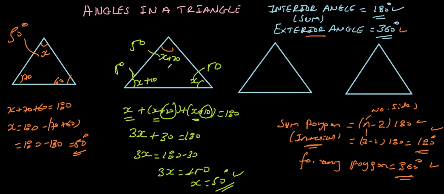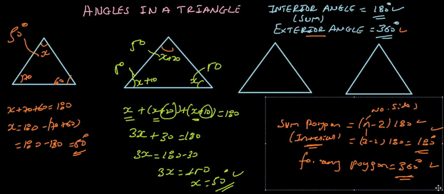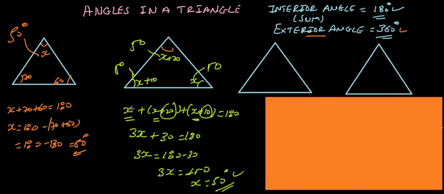If you add them, they must give you 180 degrees. 50 plus 20, 70. 50 plus 10, 60. So 70 plus 60, it will be 130. 130 plus 50, it will be 180. So based on this, you can solve such types of examples, right?